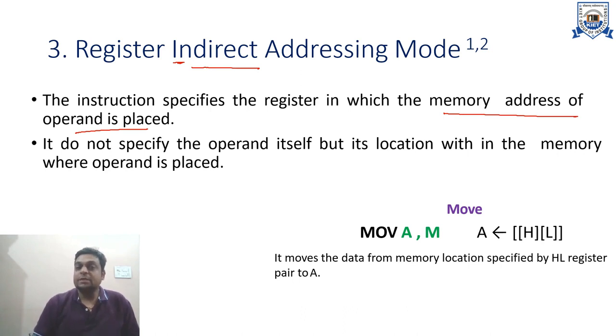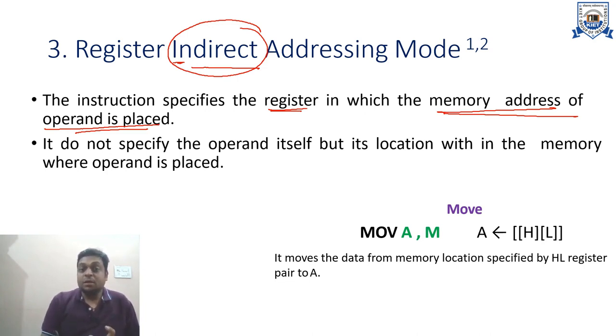In the direct case, the instruction specifies the register in which the operand is placed. Now, in case of indirect, the instruction specifies the register in which the memory address of the operand is placed. It means in this case, M is the memory location on which the operand is placed.